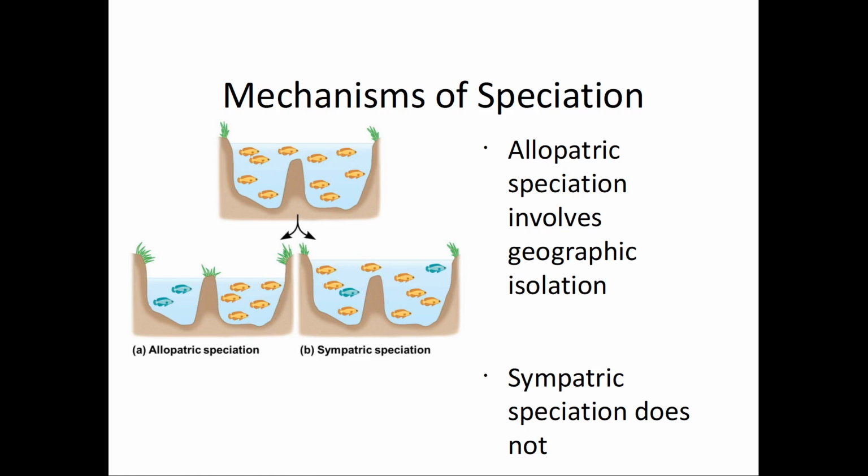Now sympatric speciation does not include geographic isolation, so we're looking at the blue fish or the green fish and the goldfish. They are able to interact with each other.